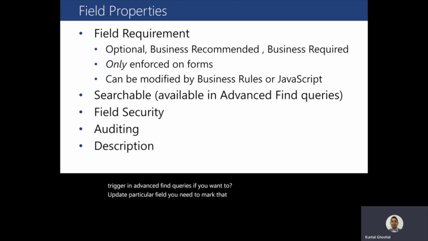checkbox as searchable. Field security is nothing but determining whether you need additional granular security to be provided based on a very specific set of users inside your organization. Auditing is kind of keeping track of what changes have been done on that particular field, who made those changes, what time it's been changed, and then description is again why this field has been created.